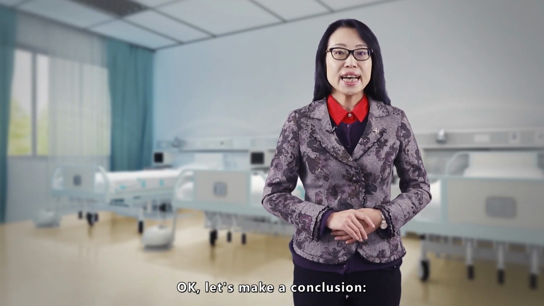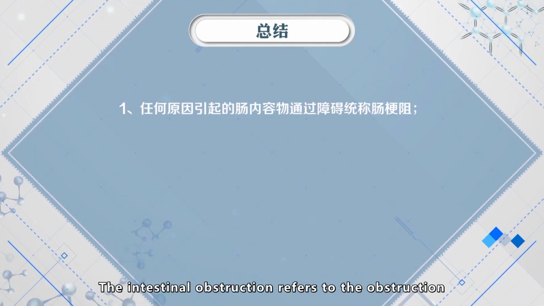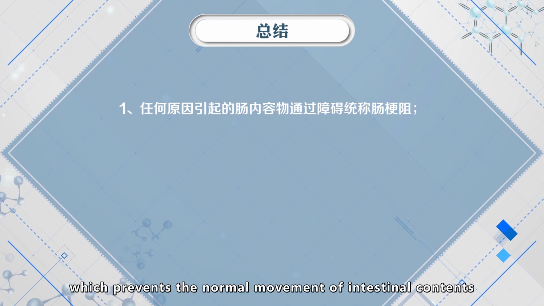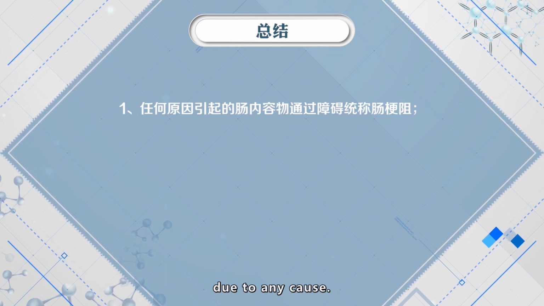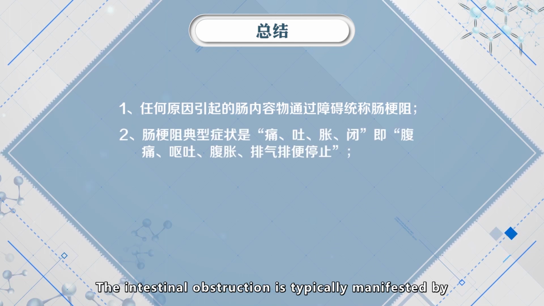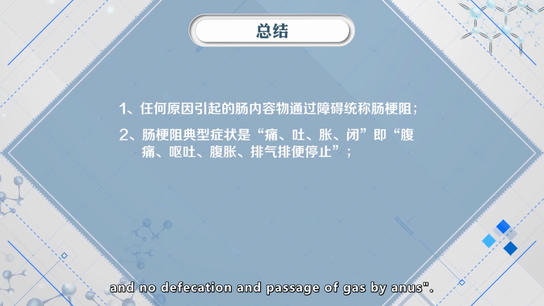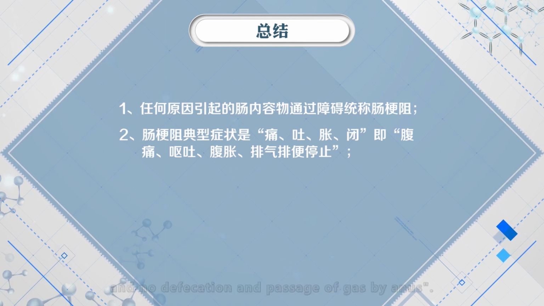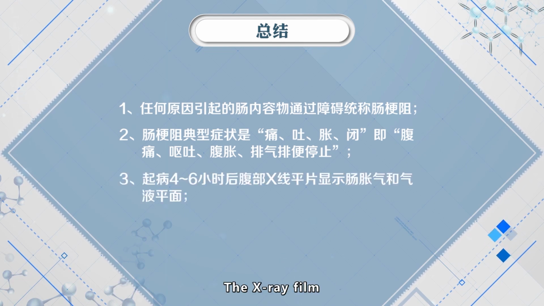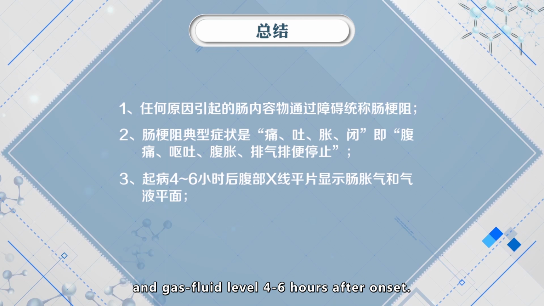Okay, let's make a conclusion. Intestinal obstruction refers to the obstruction which prevents the normal movement of intestinal contents due to any cause. It is typically manifested by abdominal pain, abdominal distension, vomiting, absence of defecation, and passage of gas by anus. The X-ray film shows intestinal flatulence and gas fluid level 4 to 6 hours after onset.